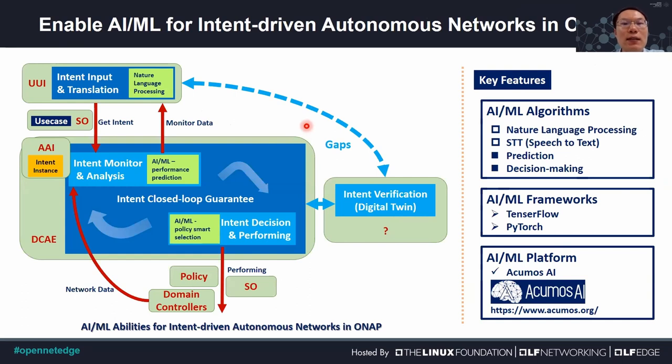In our current and further stage work, we are concerned with enabling AI machine learning ability for intent-driven closed-loop autonomous networks in ONAP. Currently, we have already provided a natural language processing microservice in UUI, and in the next step, we are most concerned with enhancing AI ability in DCAE, where we will be able to provide the prediction and decision-making algorithms for the network. Also, currently, our work is based on the TensorFlow framework, and further, we will also consider PyTorch. Moreover, in a further stage, we may consider integrating external AI into the smart service of ONAP. There is also another project owned by the Linux Foundation.